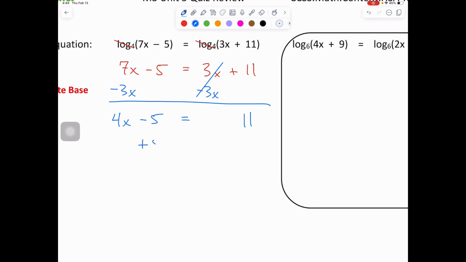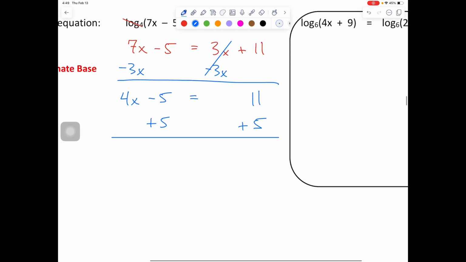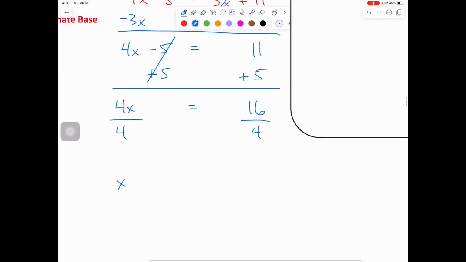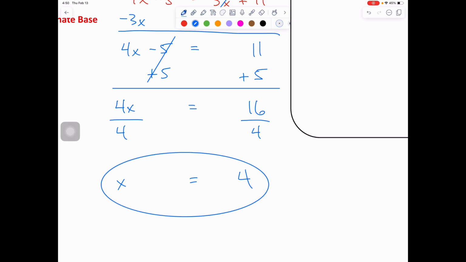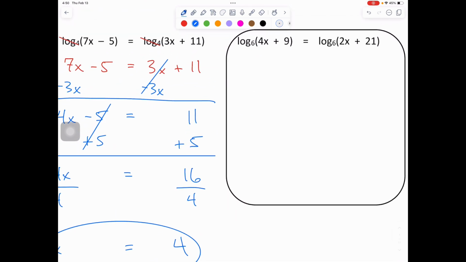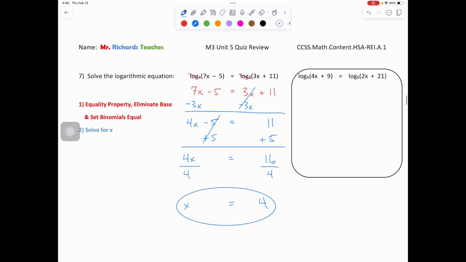We need to get that 4x by itself. We will add 5 to both sides. Continue to bring things down. Our 4x just comes down. Negative 5 plus 5 is our cancellation. Bring down our equals. 11 plus 5 is 16. Divide each side by 4. And x equals 16 divided by 4, which is 4. Circle your answer at 4. Please pause the video and jot down your practice.